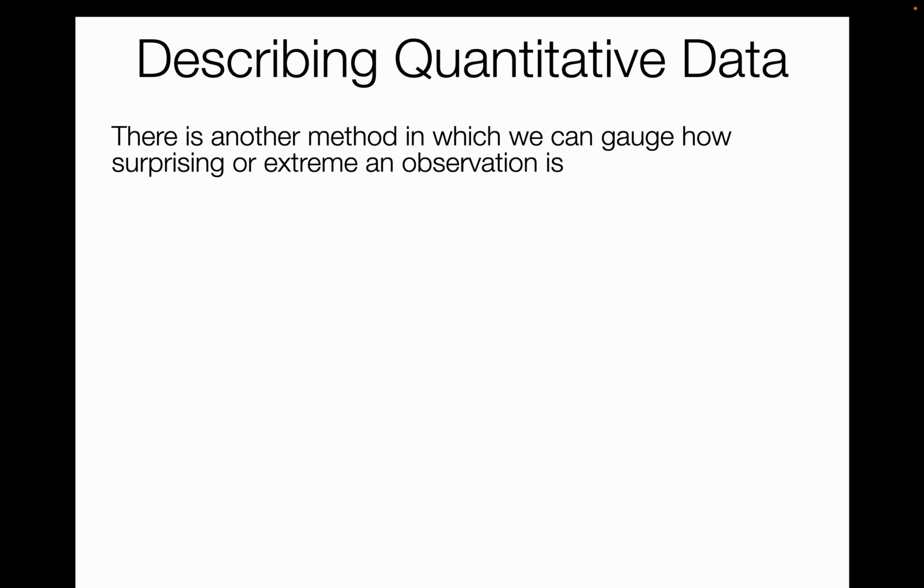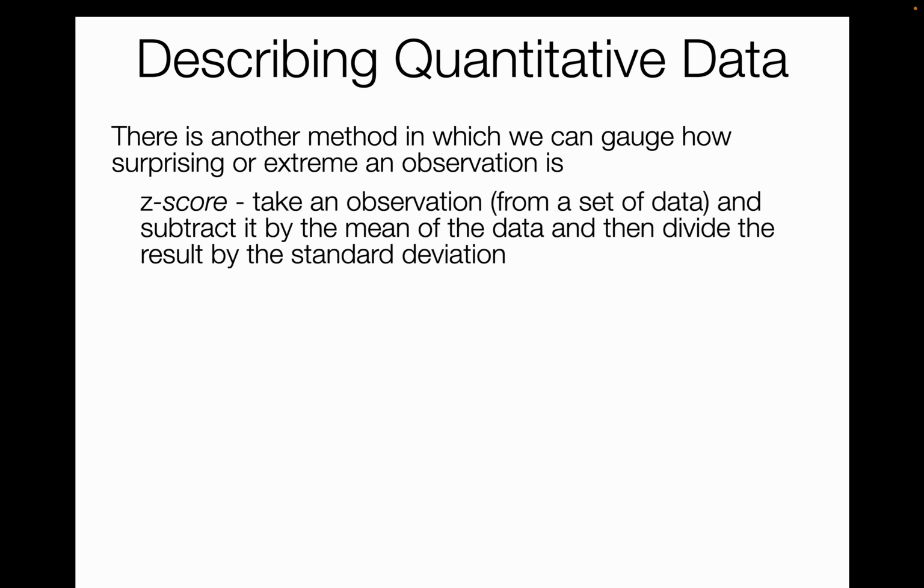Okay. Now, what we're going to end on for this video is something very special and another method of how we can gauge how surprising or extreme an observation is. One way is this box plot idea and the Q3 plus 1.5 times the IQR. The other one is called a z-score. A z-score is formed by taking the observation from the data, subtracting the mean, and then dividing that result by the standard deviation. The formula looks like this.